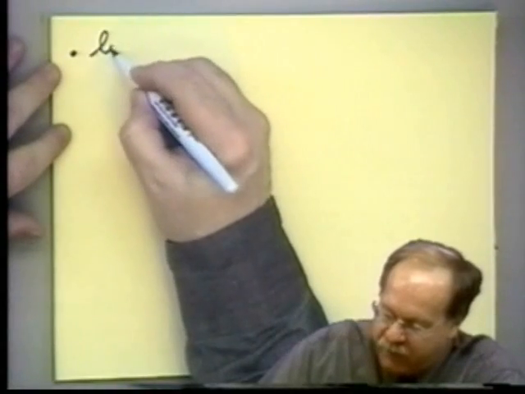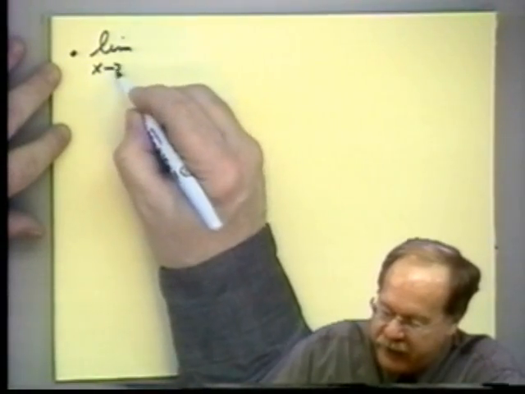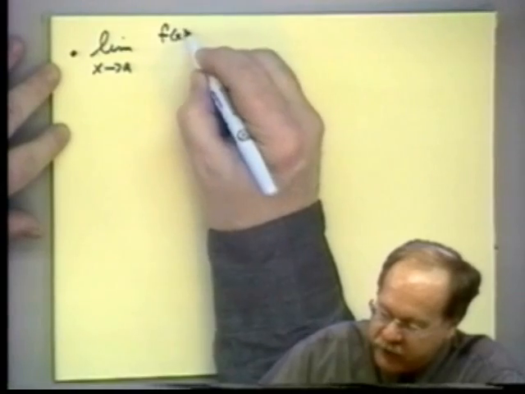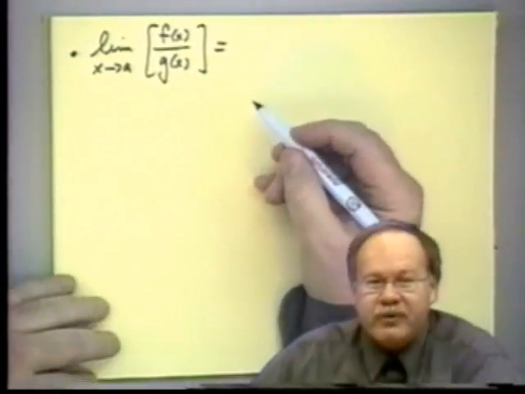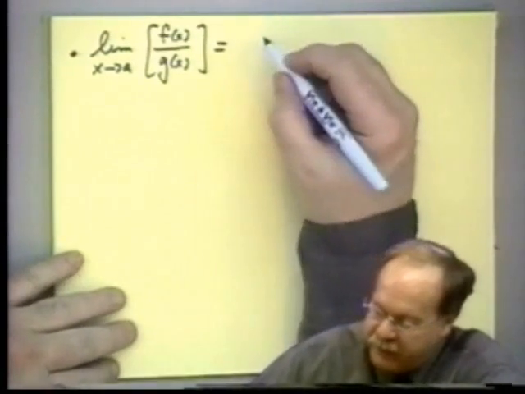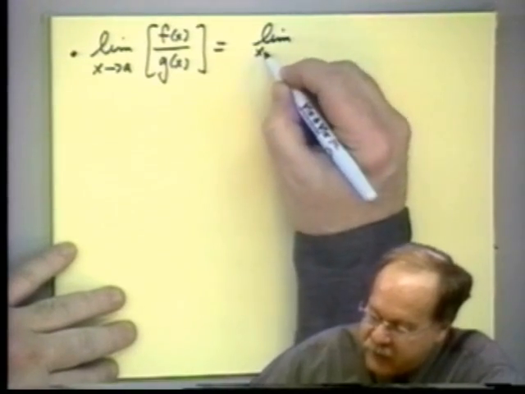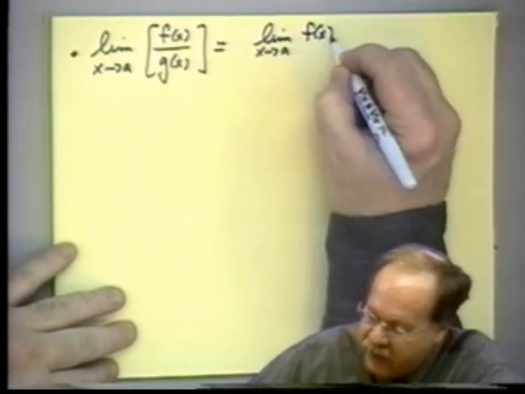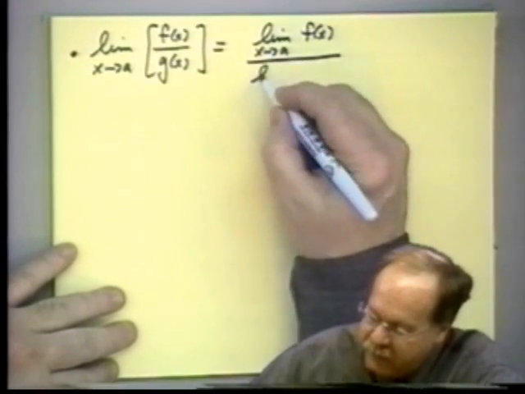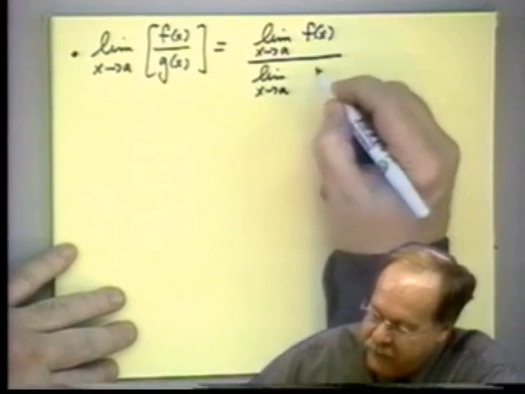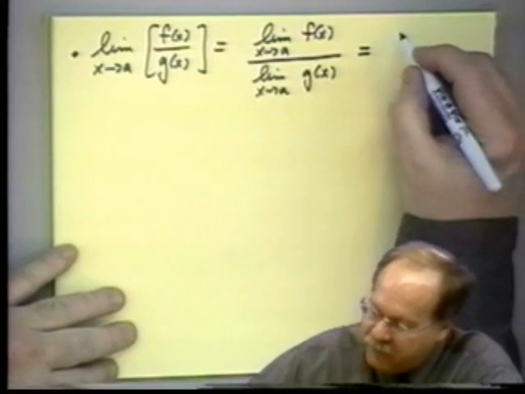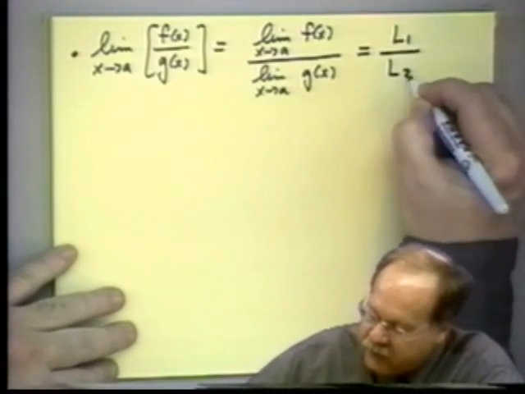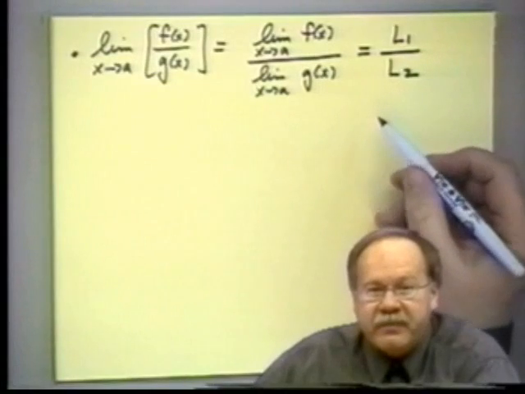Now let's move on to the quotient rule for limits. So the limit as x approaches a of the quotient f of x over g of x. Now by now you should be able to guess what you think this ought to be. This ought to be the limit as x approaches a of f of x on the top divided by the limit as x approaches a of g of x. And if we use the letters that we used to represent these two limits before, that would be L1 over L2. But now we have to pay attention.